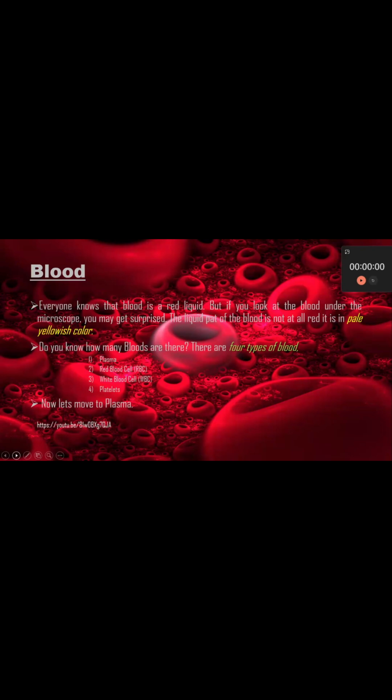We call the short form of red blood cell RBC. Short form of white blood cell is WBC.